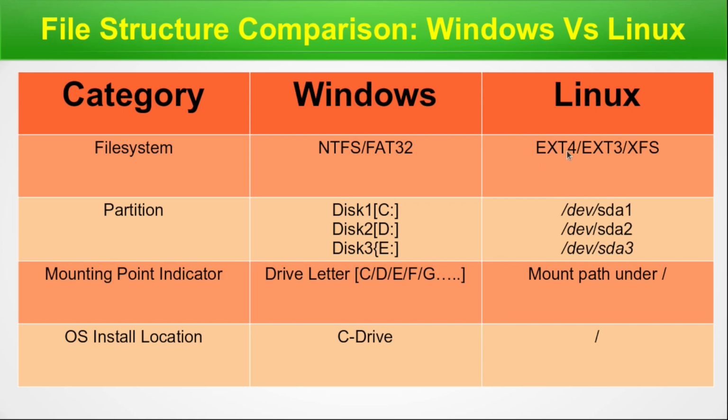So latest is running ext4. And in a pen drive, you will obviously find either FAT or FAT32. That is the first category comparison. Second category is when we do a partition.